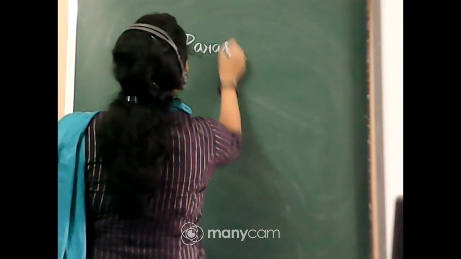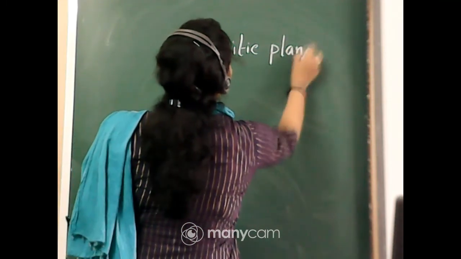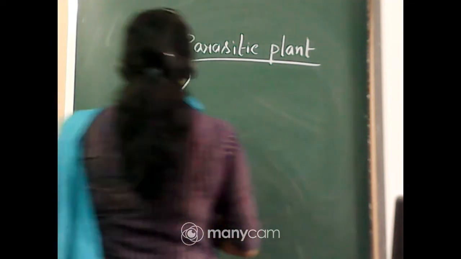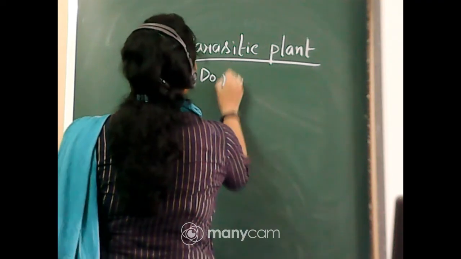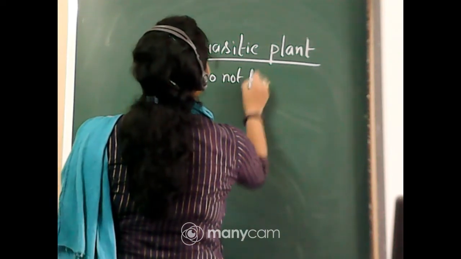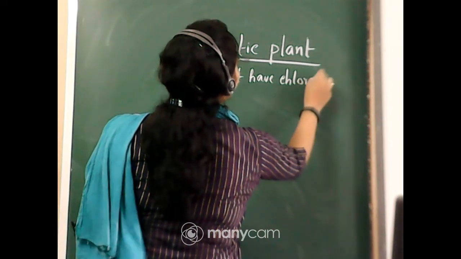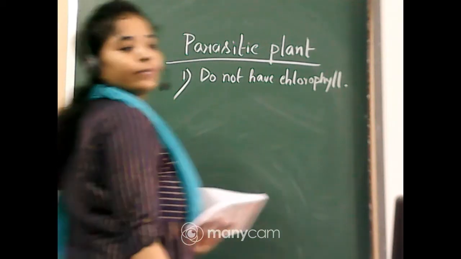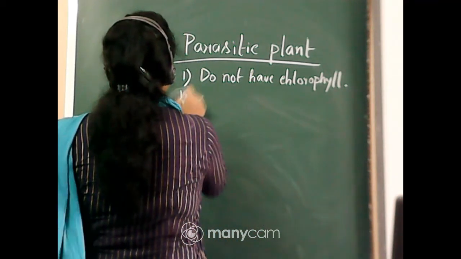Parasitic plant. The main feature they have is that they do not have chlorophyll, so they cannot make their food. So they are unable to photosynthesize.